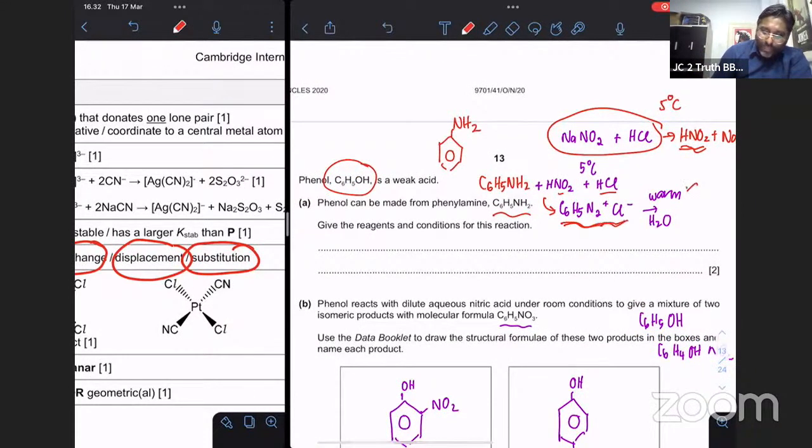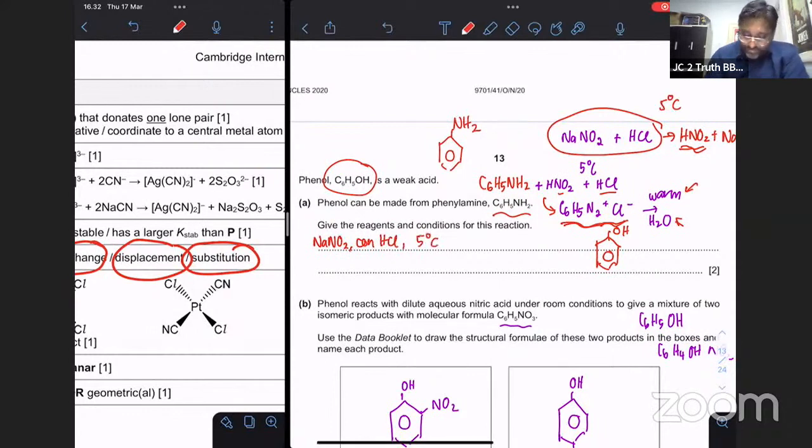I need to warm that with water. When you warm that with water, you are going to get phenol. This is how you get phenol. So give the reagent and condition for this reaction. You need NaNO2, you need concentrated HCl, and you need 5 degrees Celsius.